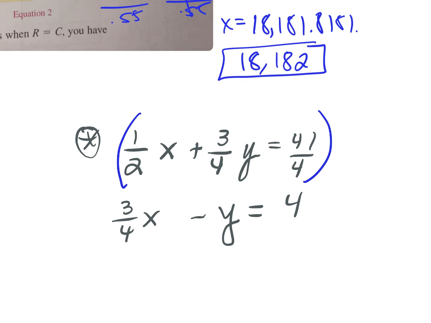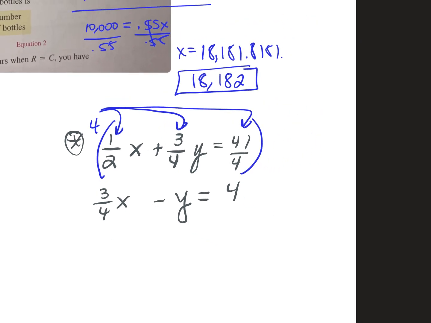4. You could use 8. You could use anything that's divisible. If I took 4 and multiplied here, here, and here, because what you do to one side of the equation, you have to do to the other. When I multiply 4 times 1/2, it becomes 4 over 2, which becomes what? 2x. When I multiply 4 times 3 over 4, what do the 4's do? They cancel out, so I have plus 3y equals what? 41.